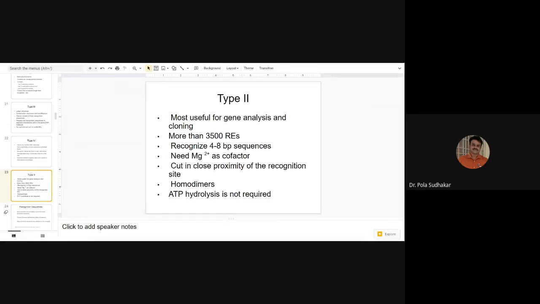If you see the properties of type 2, they recognize 4 to 8 base pair sequences, need magnesium (Mg2+) as cofactor, cut in close proximity of the recognition site, act as homodimers, and ATP hydrolysis is not required for type 2 digestion. So these are the properties of type 2 restriction endonucleases. Please note down.